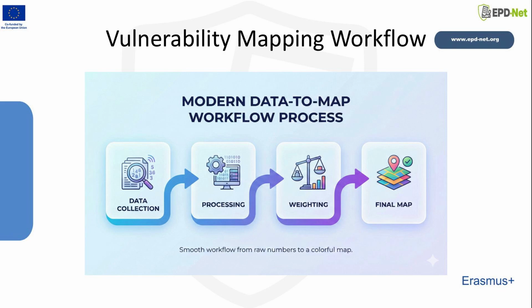Fifth, calculation of composite vulnerability scores aggregates weighted indicators according to predetermined mathematical relationships, producing continuous or categorical vulnerability measures for each spatial unit. Sixth, map classification and visualization transforms complex vulnerability data into accessible cartographic representations that effectively communicate spatial patterns and support decision-making processes.